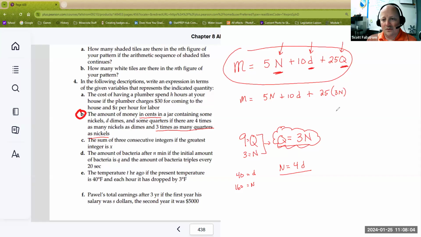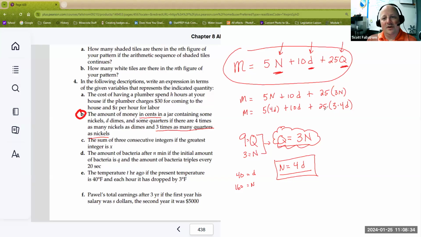Now, anytime I see an n, look down here at the second one: n is equal to 4d. So m is equal to 5 times 4d plus 10d plus 25 times 3 n's, but every n is 4d. Okay? And that is how you can do that.